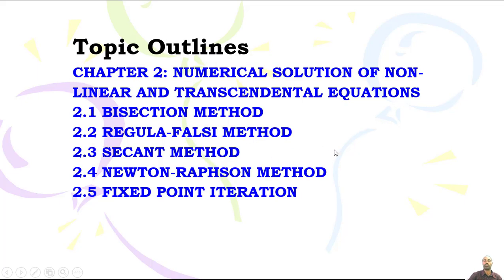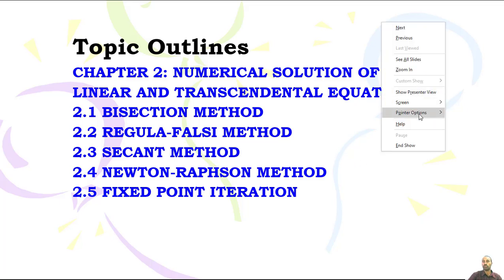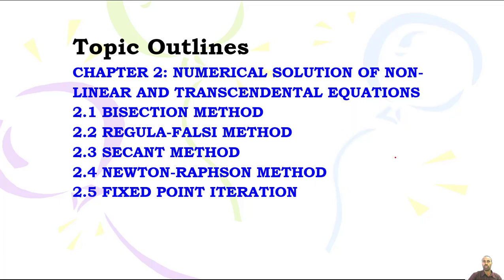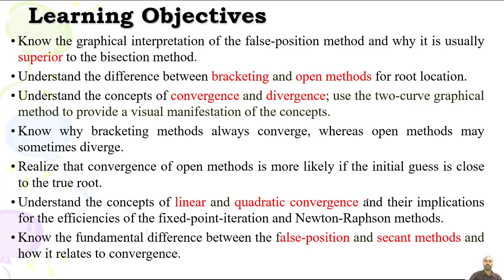So these are the main topic outlines for this chapter. We have numerical solution of nonlinear equations and also transcendental equations. The first topic is the bisection method, how to solve a nonlinear equation. We will see the detail, and also the Regula-Falsi method, Secant method, Newton-Raphson method, and the last one is fixed point iteration. Okay, before I go to the detail of this chapter, we shall speak a few points on learning objectives.